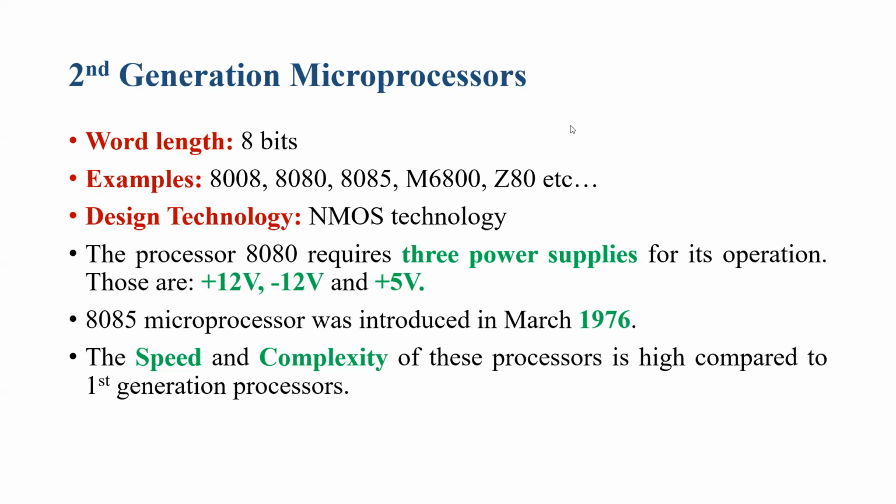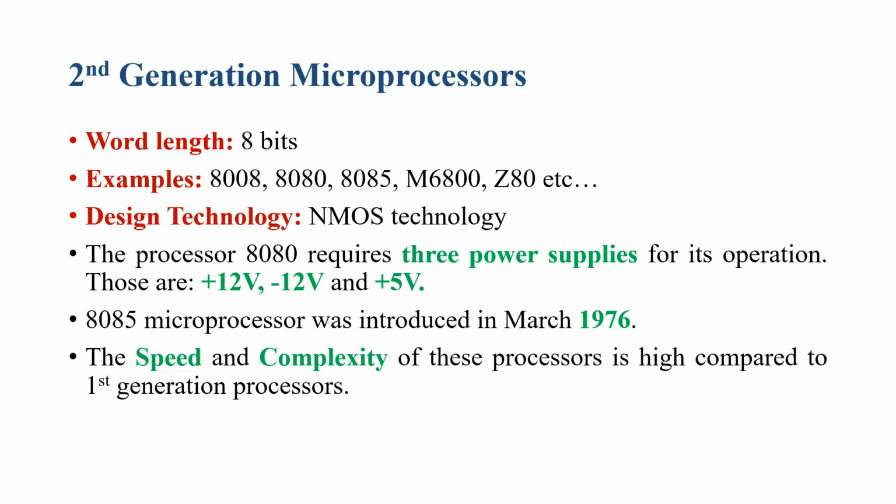The design technology used for making the second generation was NMOS technology. NMOS means N-channel metal oxide semiconductor technology. An interesting thing was that the processor 8080 from Intel requires three power supplies for its operation: plus 12 volts, minus 12 volts, and plus 5 volts. I think it is the only processor which requires three power supplies. But most processors need only a single power supply.